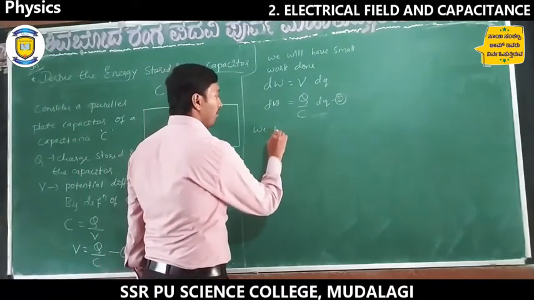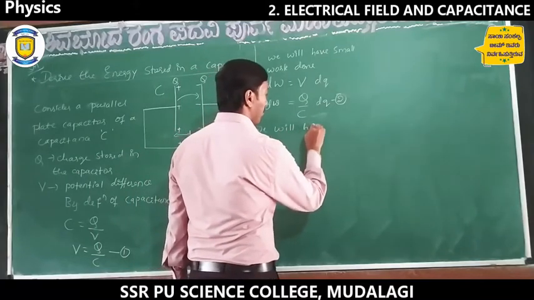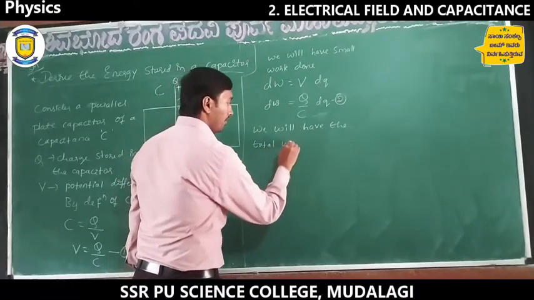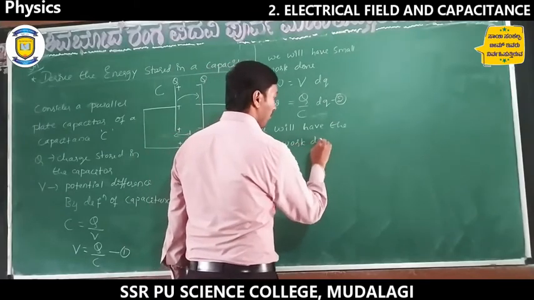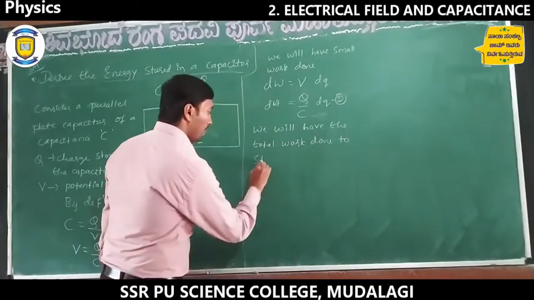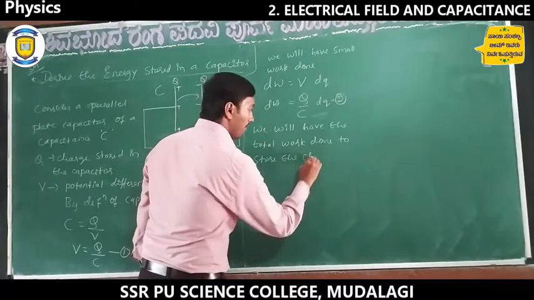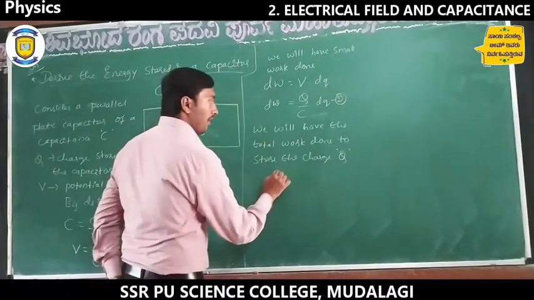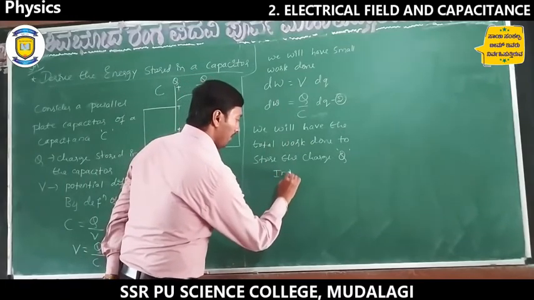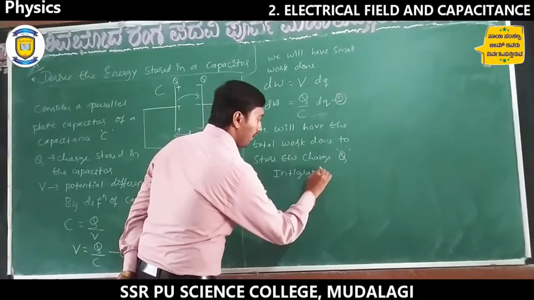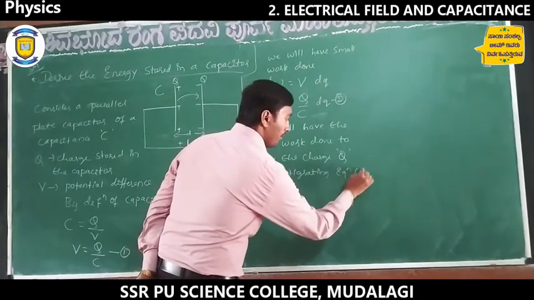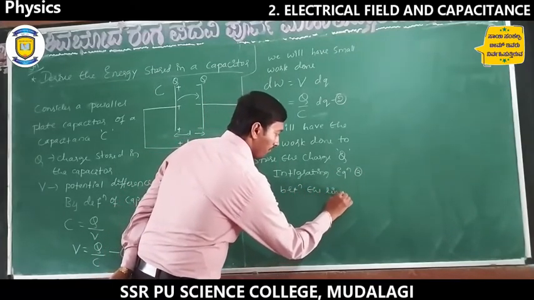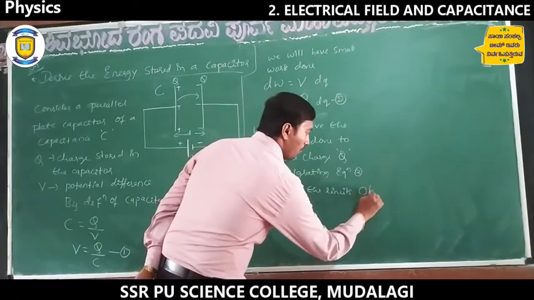We have the total work done to store the charge Q. To store the charge Q, we integrate equation number 2 between the limits 0 to Q.